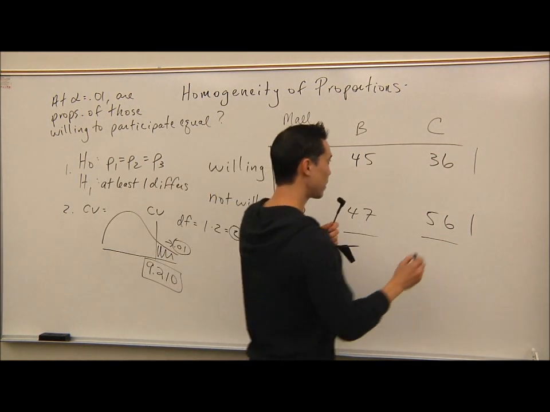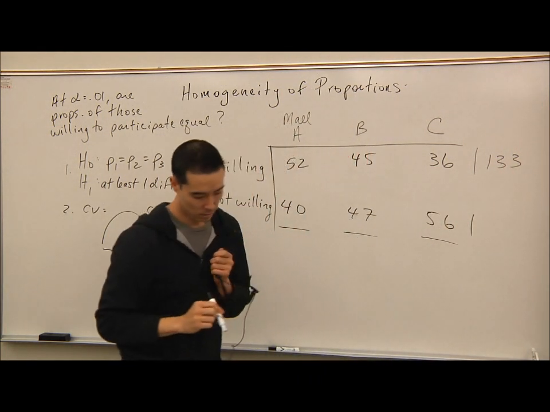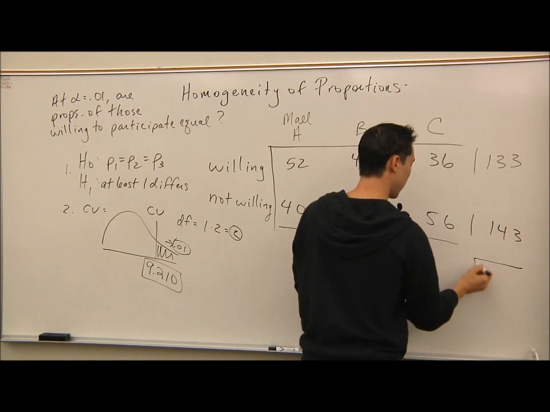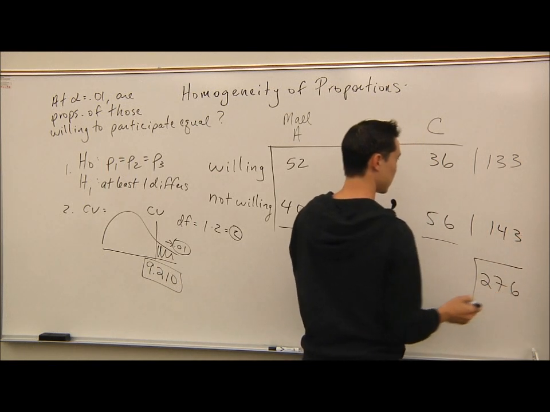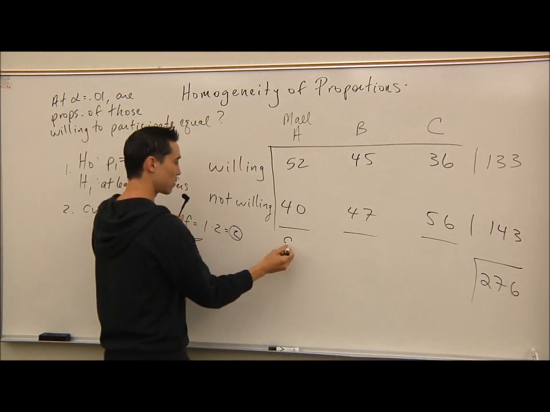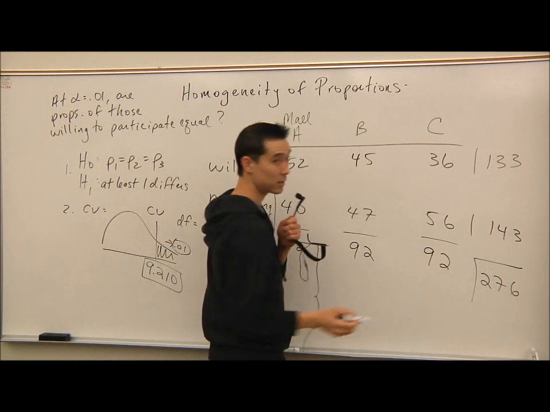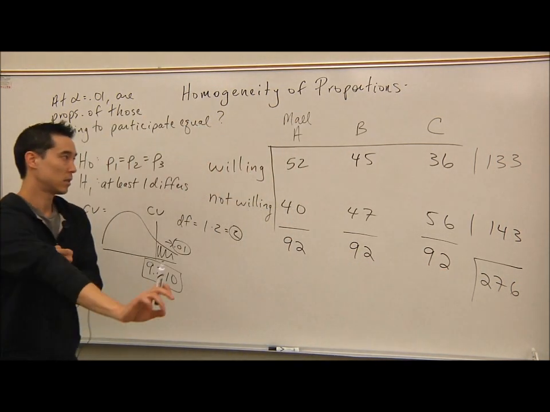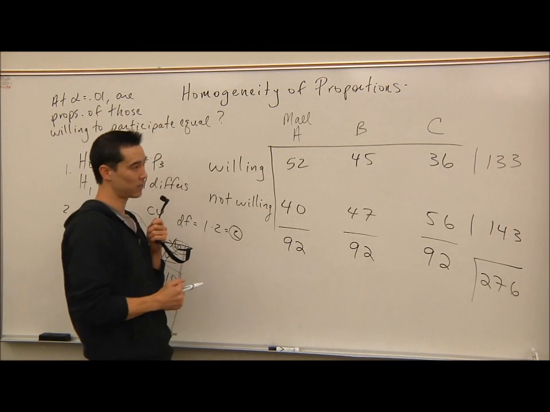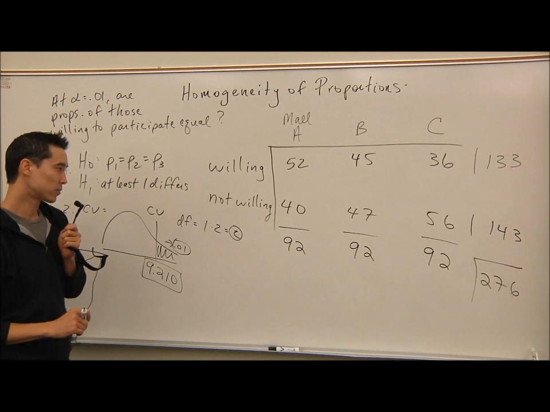So the first row total, I get 133. The second row total, I get 143. I get a grand total of 276. But here's the good news. What do all of these add up to? 92. They're all the same, right? 92, 92, and 92. And that's actually really good news for us. Because if all the column totals are the same, then we're really only going to have to worry about 2 expected values. And you'll see that in just 1 second.